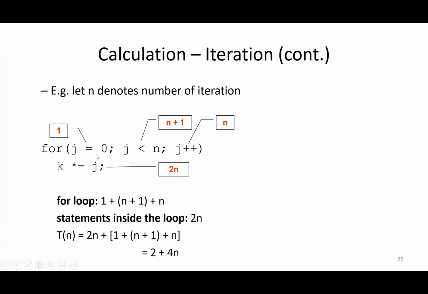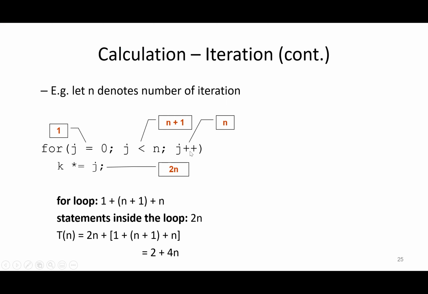Okay, so this j equal to 0 requires one step, right? Because it's an assignment. And then j less than n, to compare j less than n, this one will require one step. But why n plus 1? Because how many times you need to execute this part here when you loop? It depends on how many times you loop, right? Because every time, this is the condition part. Whether you still need to actually execute the for loop depends on this part, right? So it's n plus 1 times.